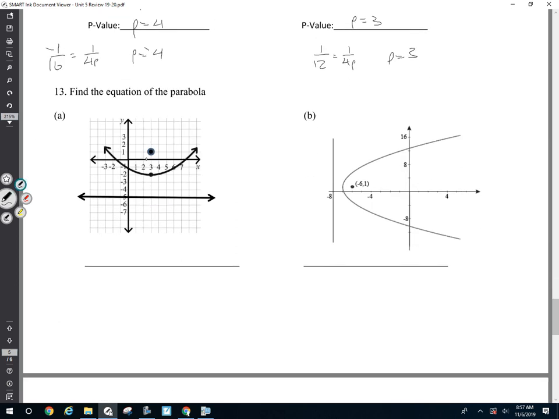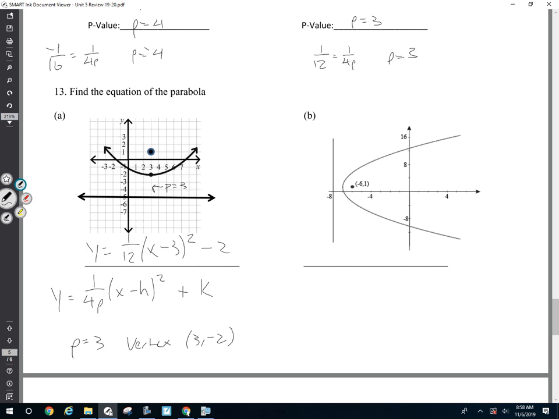Okay, we're going to do the same thing here. Here is my vertex at 3, negative 2. I can see it's 1, 2, 3 away, and 1, 2, 3 away, so I get p is equal to 3. Knowing the equation is y equals 1 over 4p, x minus h squared plus k. Since p is 3, and since my vertex is at 3, negative 2, I will have y equals 1 over, plug in 3, 4 times 3 is 12, x minus 3 squared minus 2.